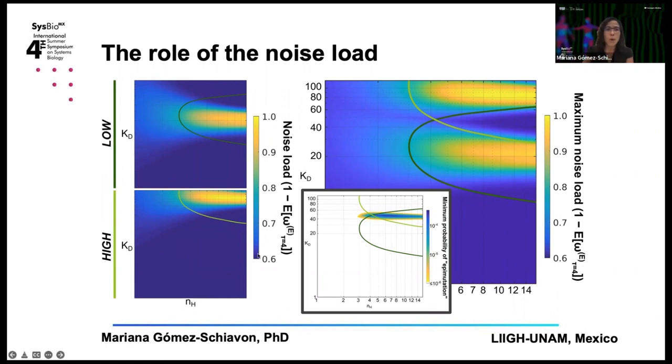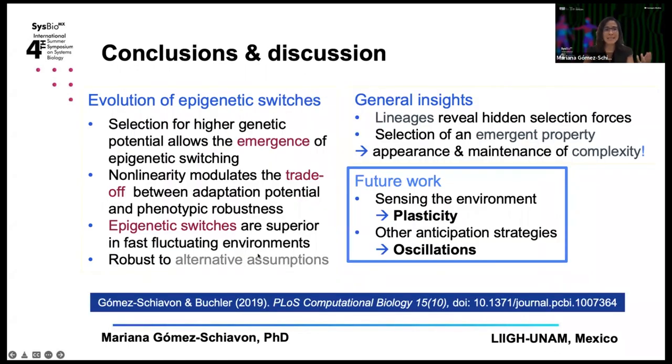So this basically explains the trade-off between the adaptation time and phenotypic robustness, as well as how the non-linearity level regulates it. So in conclusion here, we can see that selecting for higher genetic potential allows for the emergence of epigenetic switching because it drives the population around the region where bistability is available. The non-linearity is fundamental to modulate the trade-off between adaptation potential or adaptation time and the phenotypic robustness. And epigenetic switches are actually superior in fast fluctuating environments because it allows you to have this fast adaptation without compromising too much the noise load.